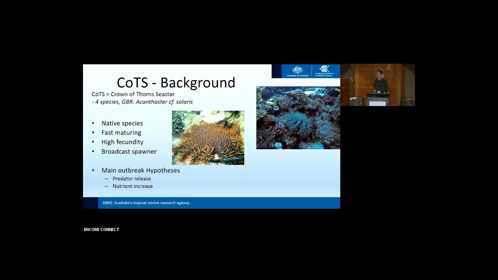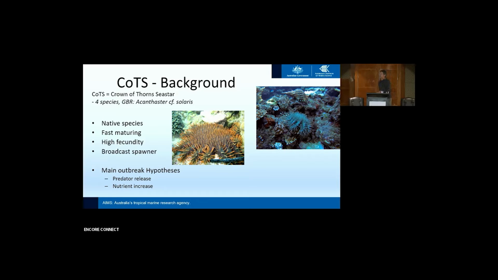So this slide is completely redundant here. I suppose I don't have to say too much, of course, about crown of thorns because you're all experts in this field. As you know, it is one of the 4 species in the complex, and on the GBR we only have 1 species, which is probably Solaris. It's a native species here. It's not an introduced species, as some people assume. It's very fast maturing, as we've seen from Simon's data, probably spawning after 2 years. It's highly fecund and a broadcast spawner.